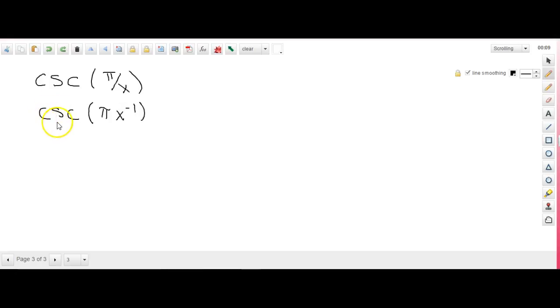So derivative of the outside evaluated at the inside times the derivative of the inside. Again, you can write it out in more detail. You could say, well, my outside function is cosecant u, and my inside function is pi x to the negative 1. So derivative of cosecant is negative cosecant cotangent. Negative cosecant times cotangent.